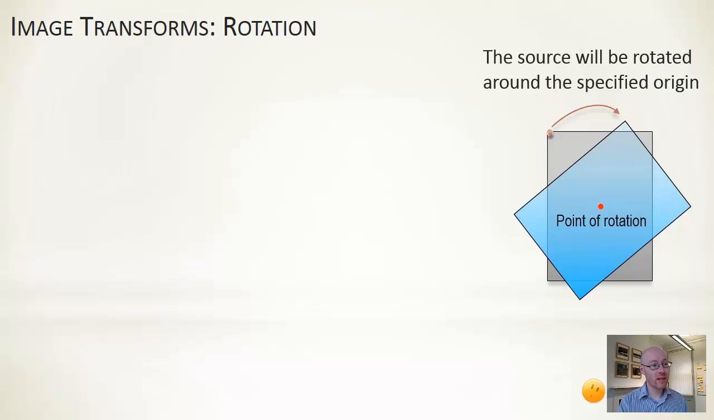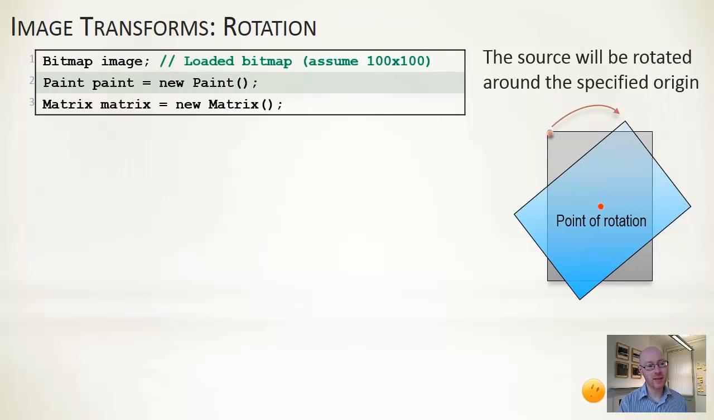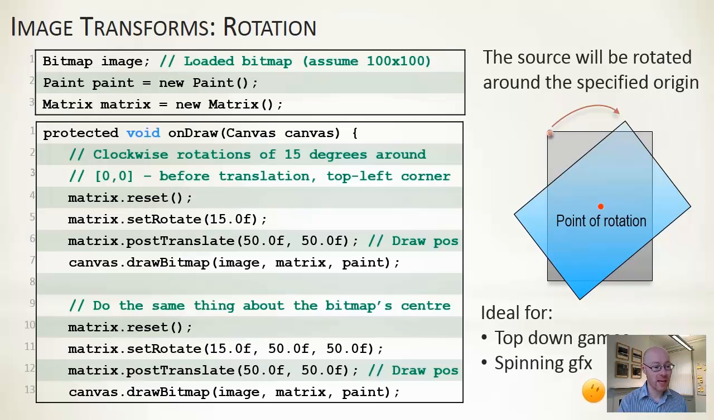So we have three variables here. We've got our bitmap, we've got our paint, and we're going to use a matrix here for doing our rotations. This is what we will need to use. And here is a fragment of code that rotates 15 degrees, but about two different center points. So lines 4 to 7 are the first rotation, and lines 10 to 13 are the second.